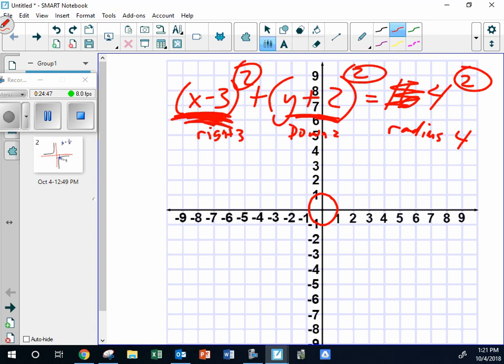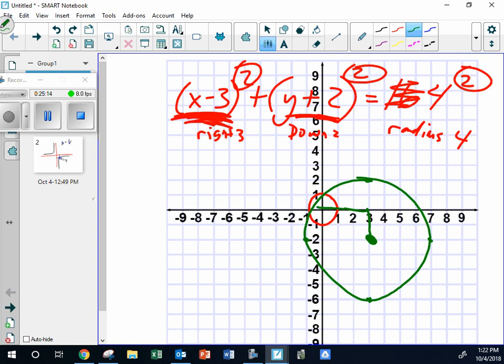Now I'm going to make myself a circle that has a center at, well, to the right 3, and then down 2, and there's the center. And then it has to have a radius of 4. 1, 2, 3, 4. 1, 2, 3, 4. I'm just going to go 4 in every direction. And then I'll try to connect those dots. There's my circle. Did that make sense to you?